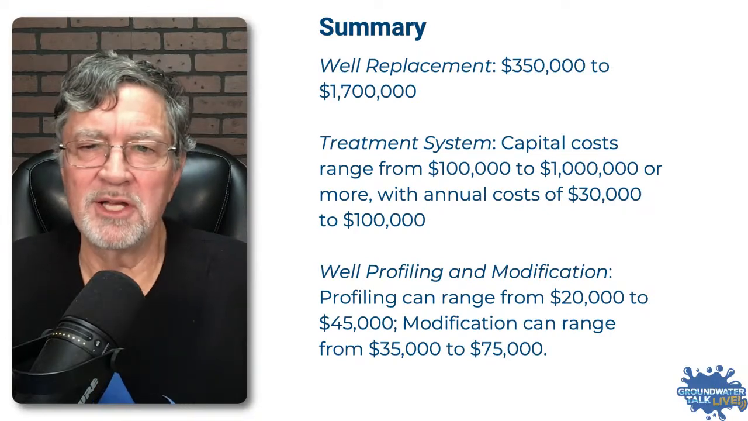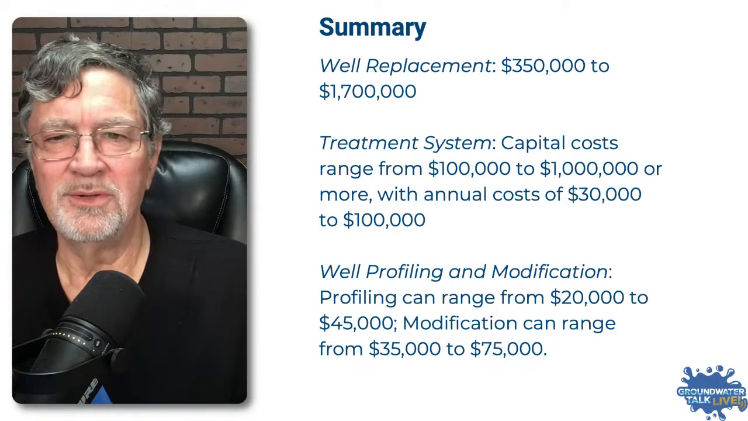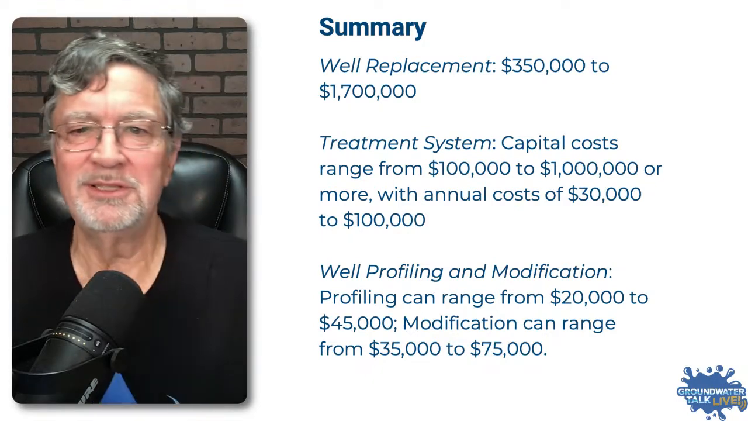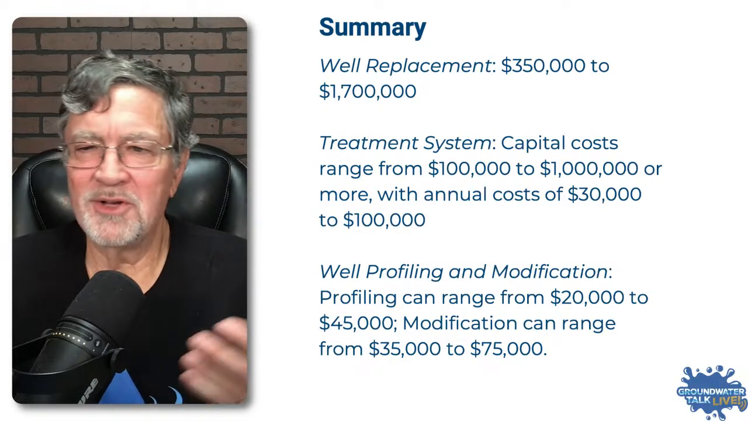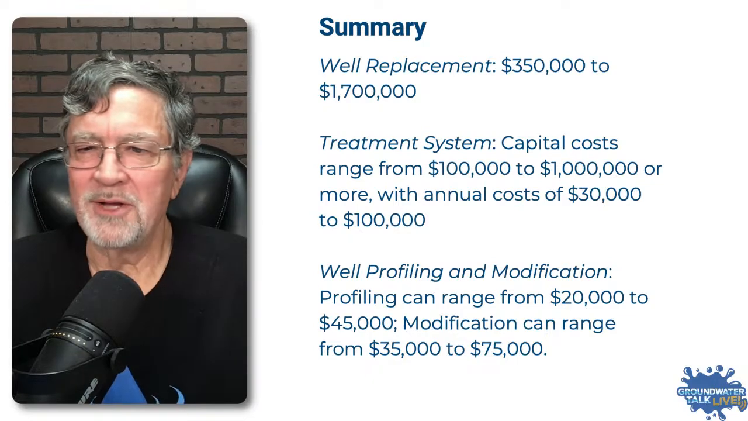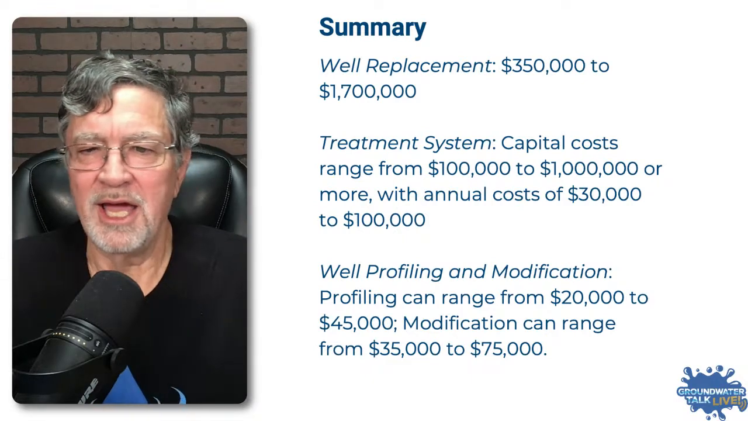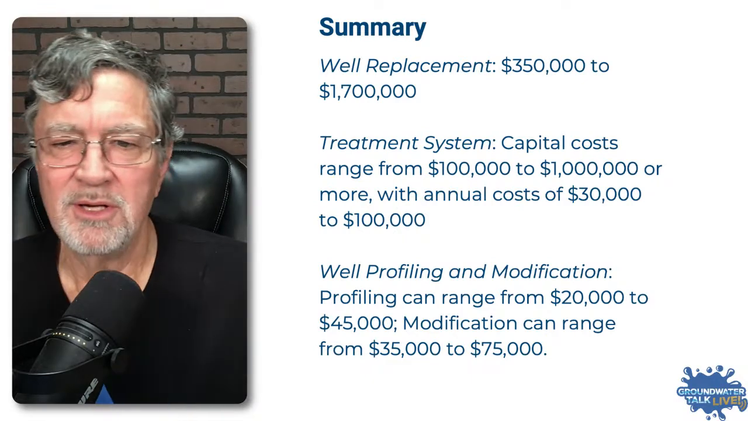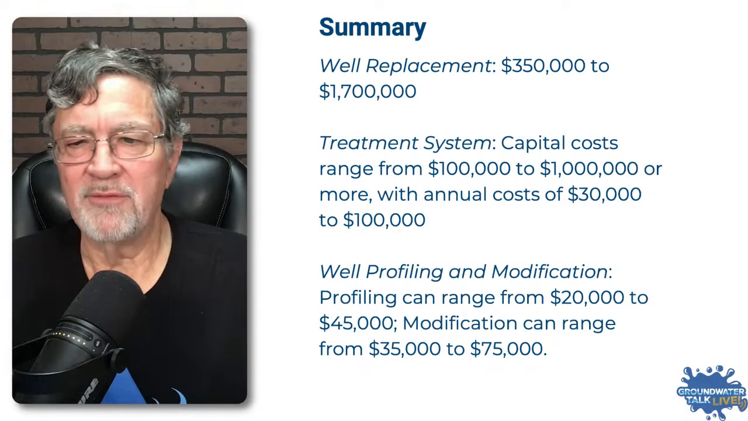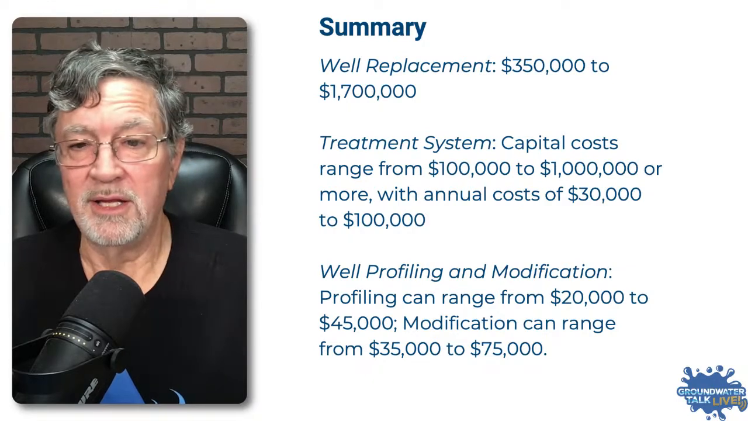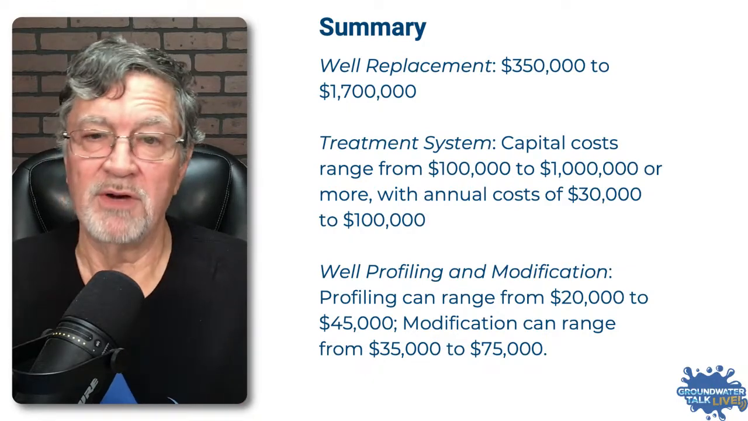So to sum things up: well replacement, $350,000 to $1.7 million. Treatment systems, the capital cost component, $100,000 to a million or more, with annual costs of $30,000 to $100,000 or more. And well profiling and modification: profiling can range from $20,000 to $45,000, and modification of the well, based on the profiling, can range from $35,000 to $75,000.